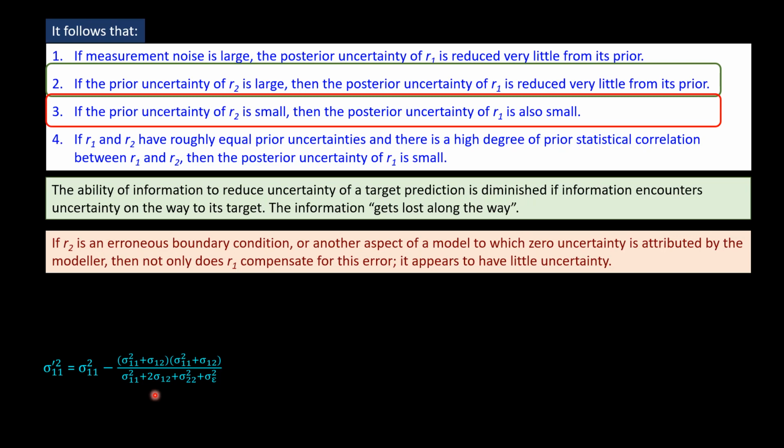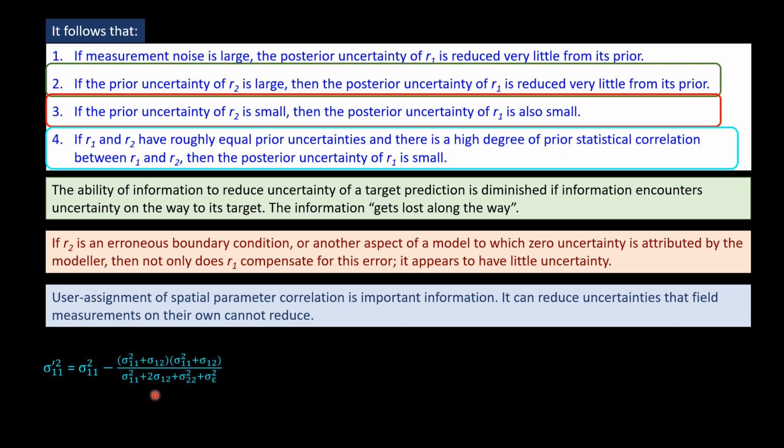If R2 is an erroneous boundary condition, we talked about that before, or another aspect of a model to which zero uncertainty is attributed by the modeler, then not only does R1 compensate for this error, it appears to have little uncertainty. User assignment of spatial parameter correlation is important information. It can reduce uncertainties that field measurements on their own cannot reduce.